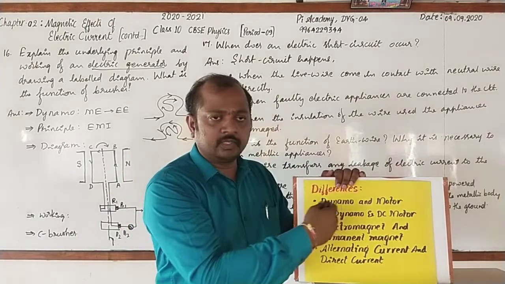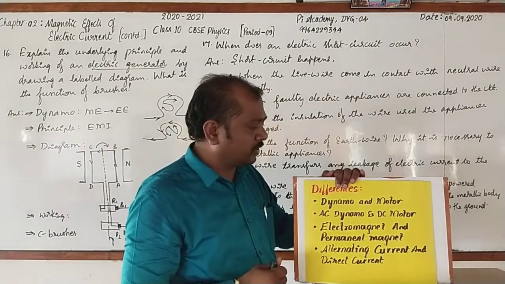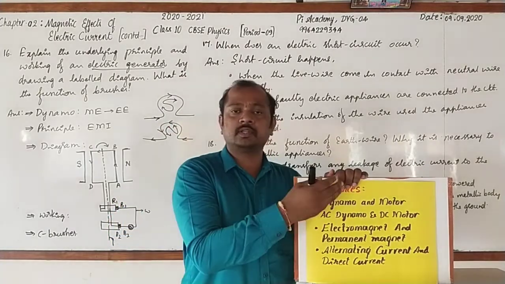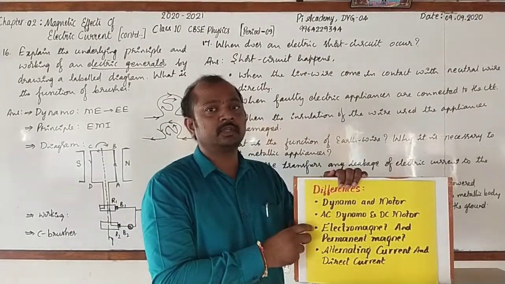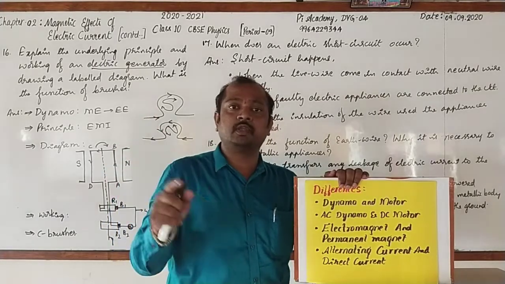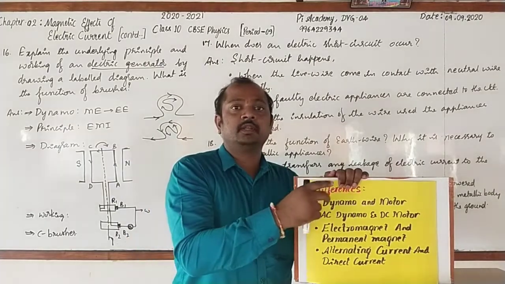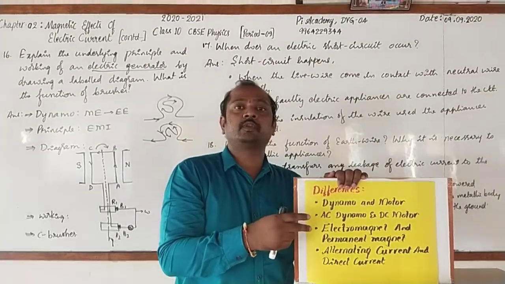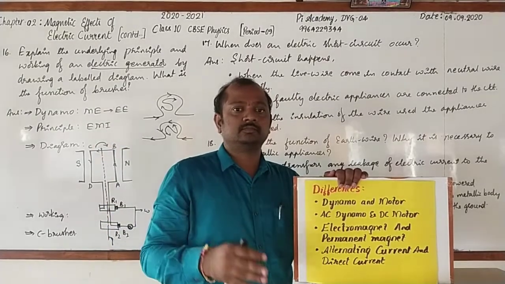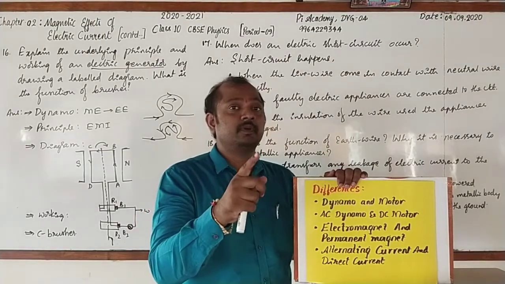Then like that, we have some more differences. You can just recall all the points. Next, AC dynamo and DC motor, the same points are to be written. But another important piece of information is, in case of an AC dynamo, we use full rings, nothing but slip rings. But in a DC motor, we use split rings.